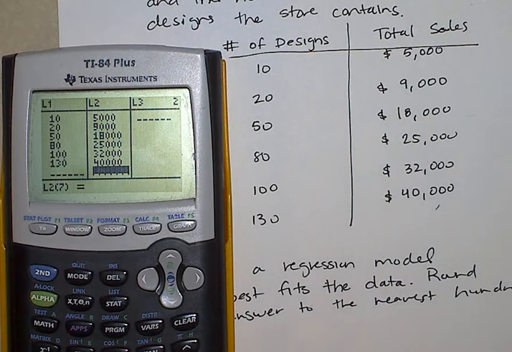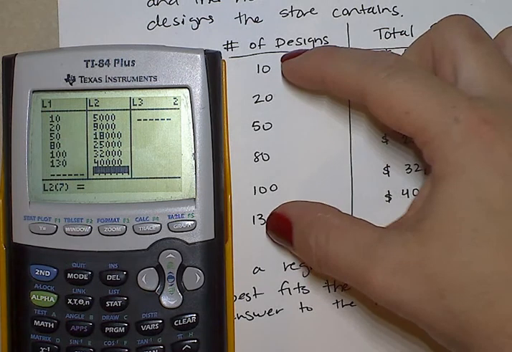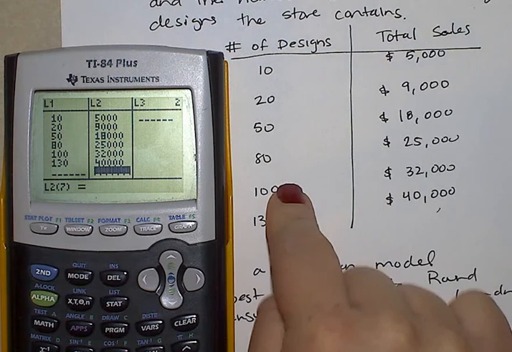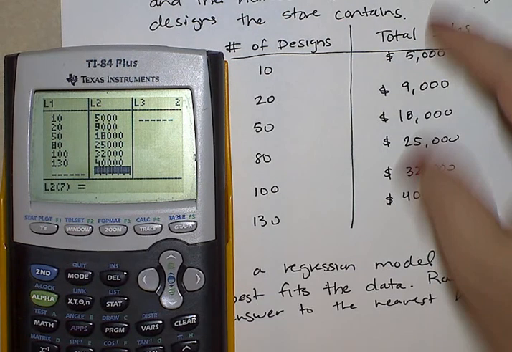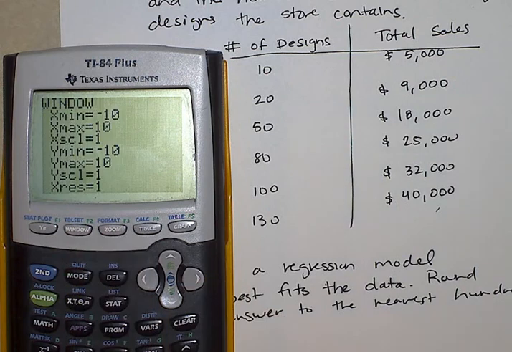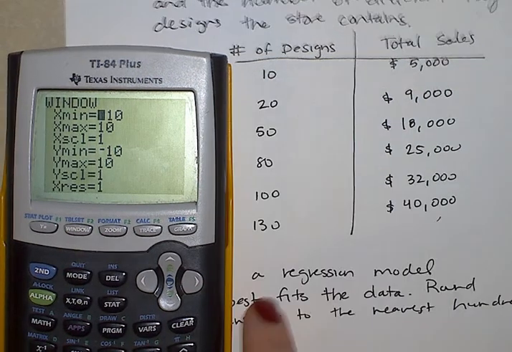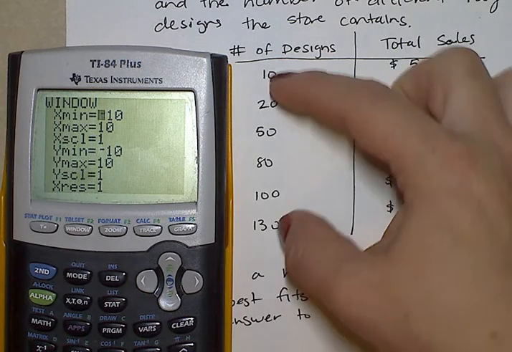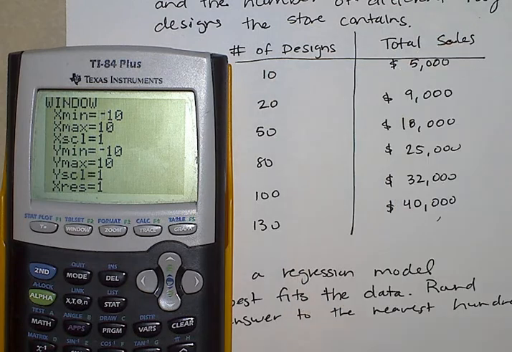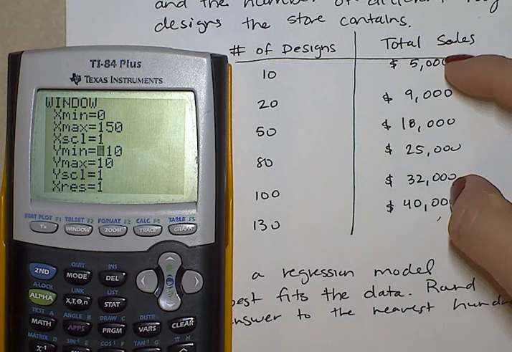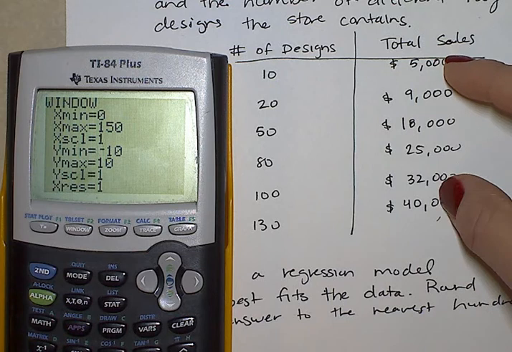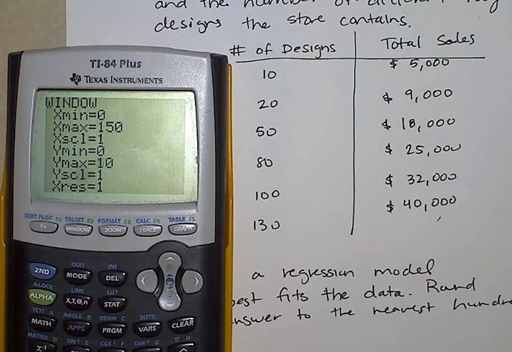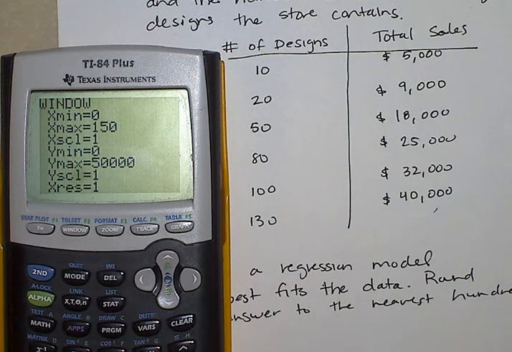Okay, so what we need to look at is the range from the top to the bottom for our X's or our L1s, and for our Y's or our L2s, the top to the bottom. So please go to Windows. I want to go somewhere above this and somewhere below this, just to make sure that this data point is included in the graph. So I'm going to go from 0 to 150, somewhere below 10 and somewhere above 130. Now go to Y minimum. I'm going to go somewhere below 5,000 and somewhere above 40,000. So I'm going to go from 0 to 50,000. These are not set numbers, it's just somewhere below and somewhere above the lowest and the highest number.